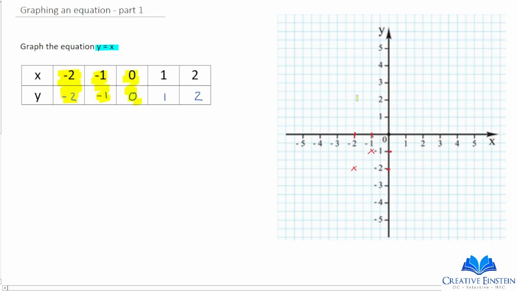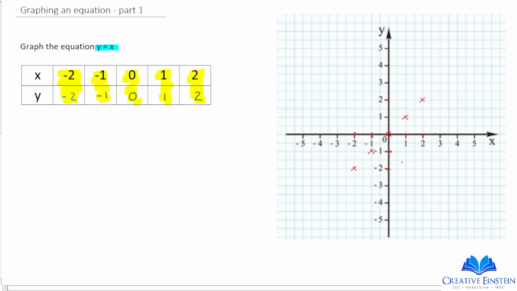0 and 0. So when x equals 0, y will also be 0. So we're at the origin of our Cartesian plane. 1 and 1. So when x equals 1, y will also equal 1. So we're looking at this point. And 2 and 2. So when x equals 2, y will also equal 2.